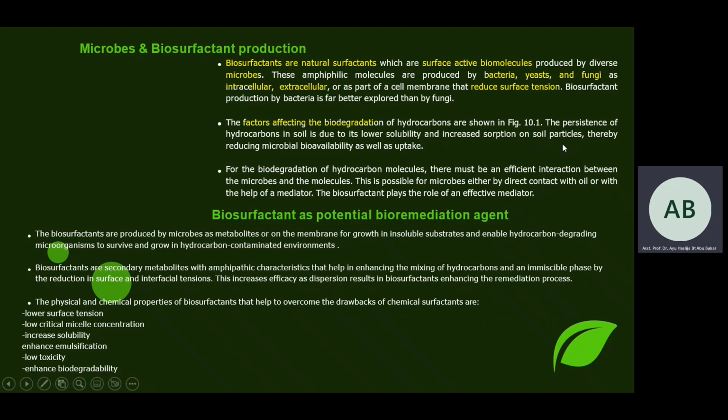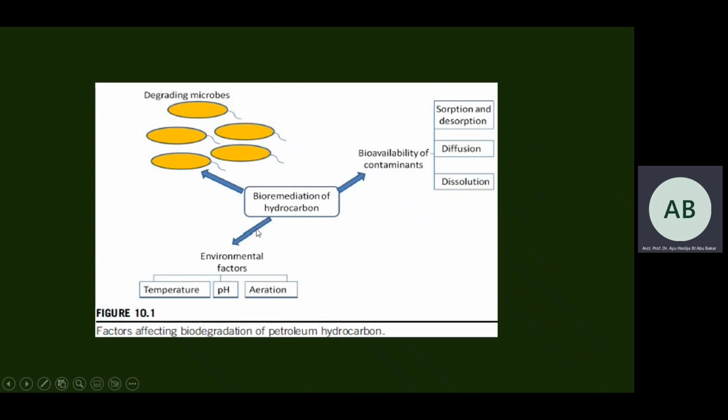Okay, the factors as we can see from here. This is the bioremediation of hydrocarbon. So we have the degrading microbes and the biosurfactant. And the factors over here involve the bioavailability of contaminants for the sorption and desorption, diffusion and dissolution. And the environmental factors also play a role in the bioremediation of the hydrocarbon, where the temperature, pH, and the aeration. This is the common one.